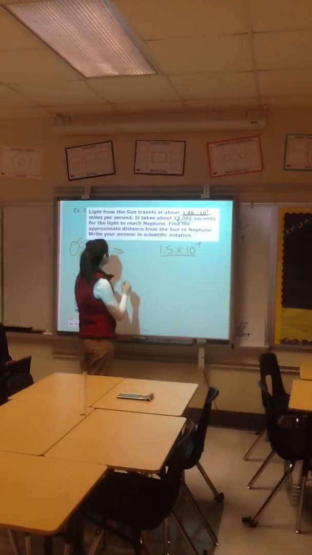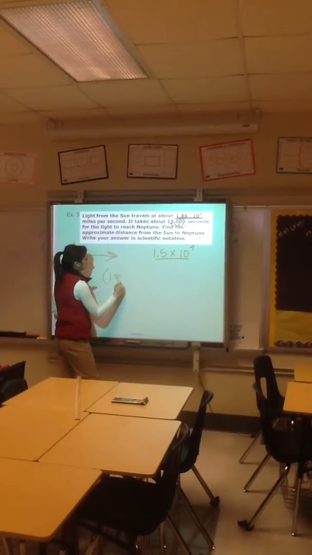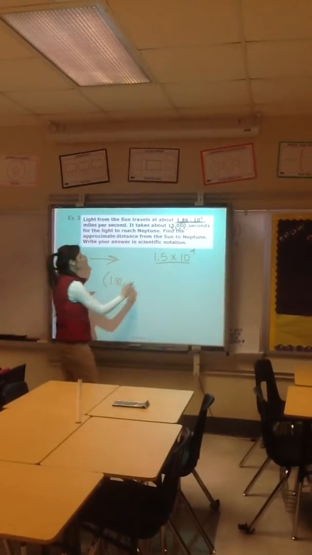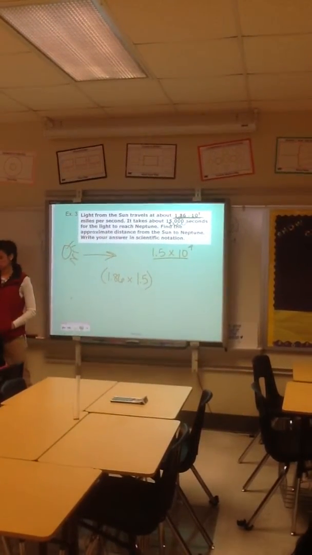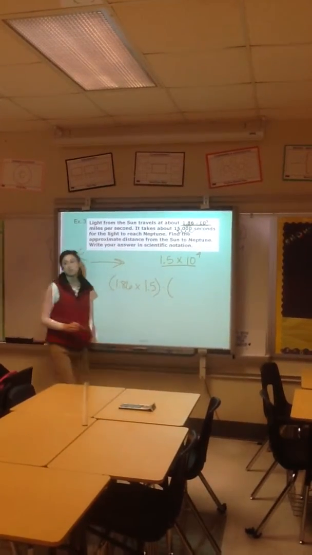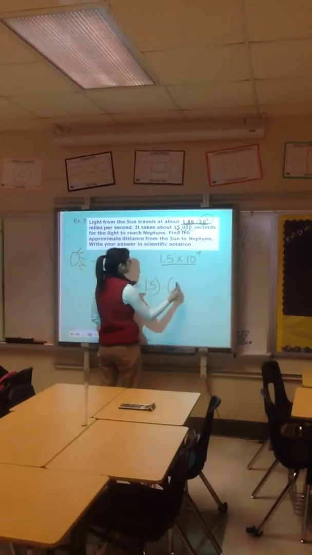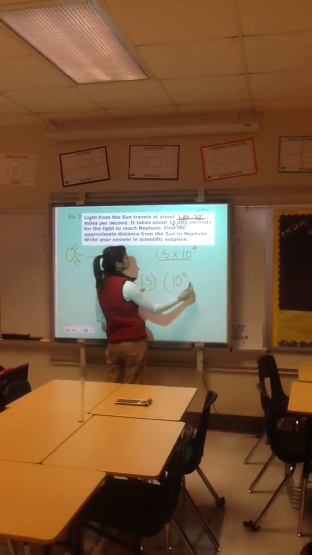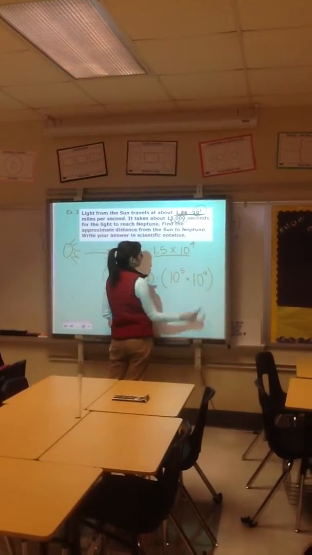So here we go. My first decimal was what number? 1.86 times, what was my second decimal? 1.5. Okay, are those friends? Then I'm multiplying them. What was my first exponent term? 10 to the 5th times, what's my second one? 10 to the 4th.